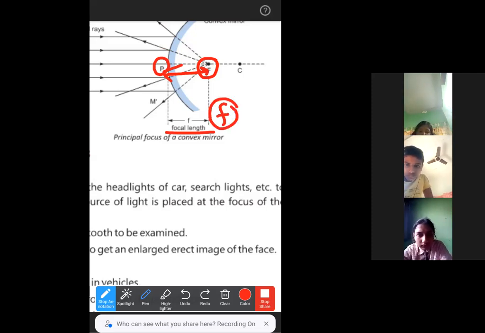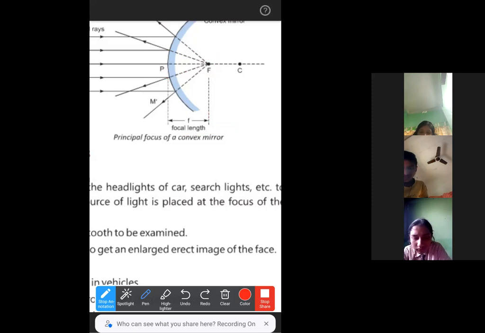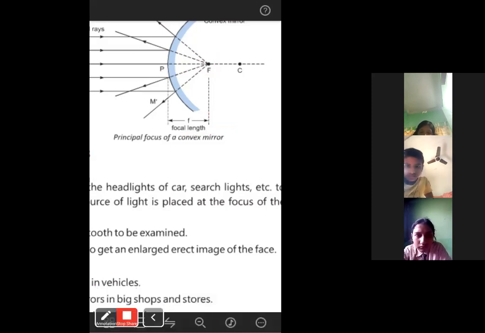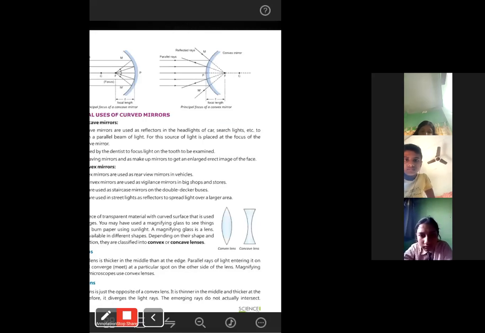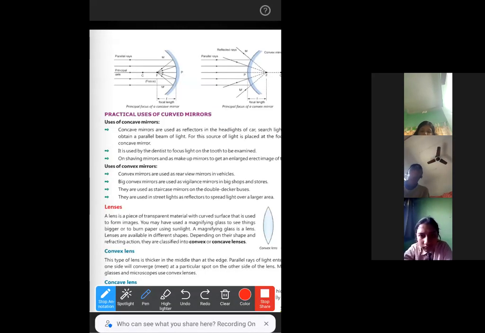So these are the terms in case of reflection through a concave or convex mirror. You must practice these two images. They are very, very important and many questions come from this part. Mark it as very, very important.